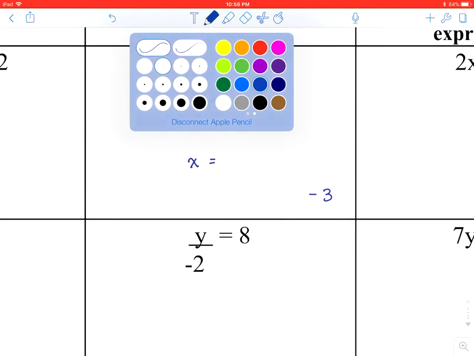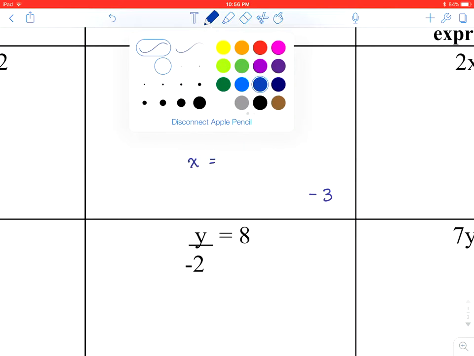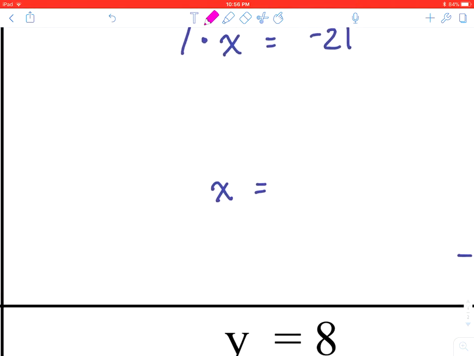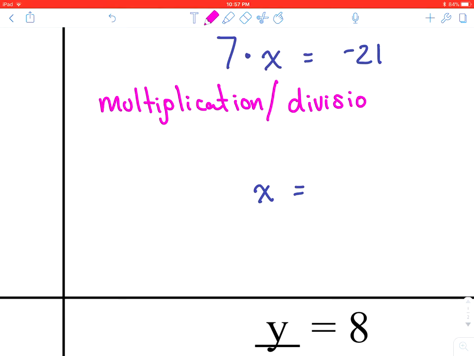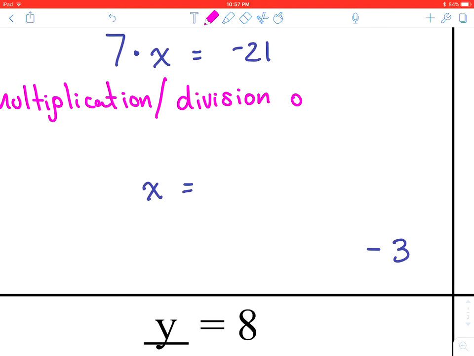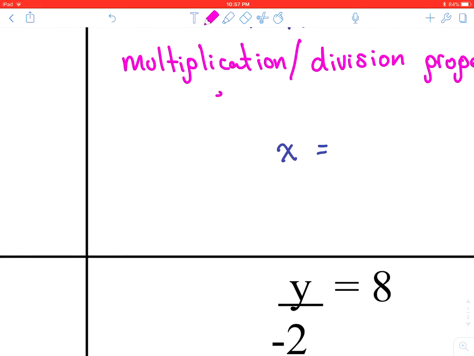So that is, let's use a different color. The multiplication or division properties of equations.